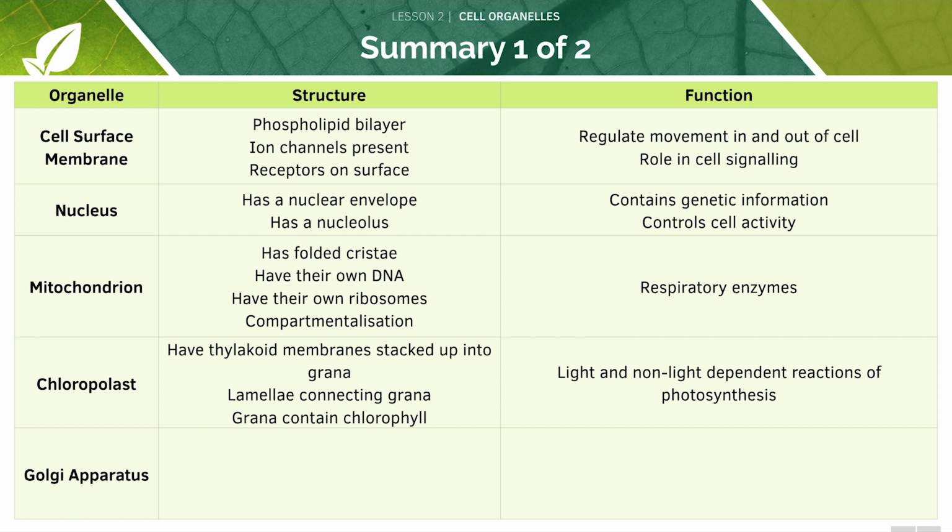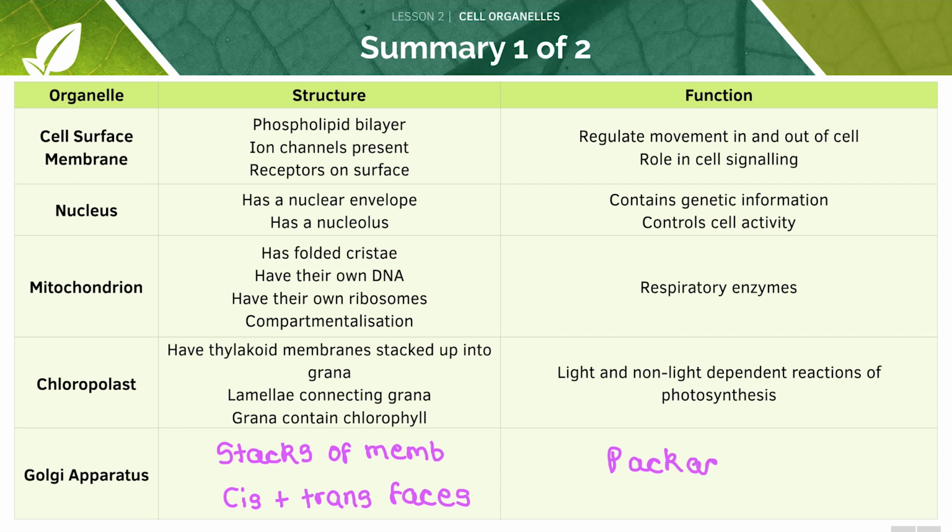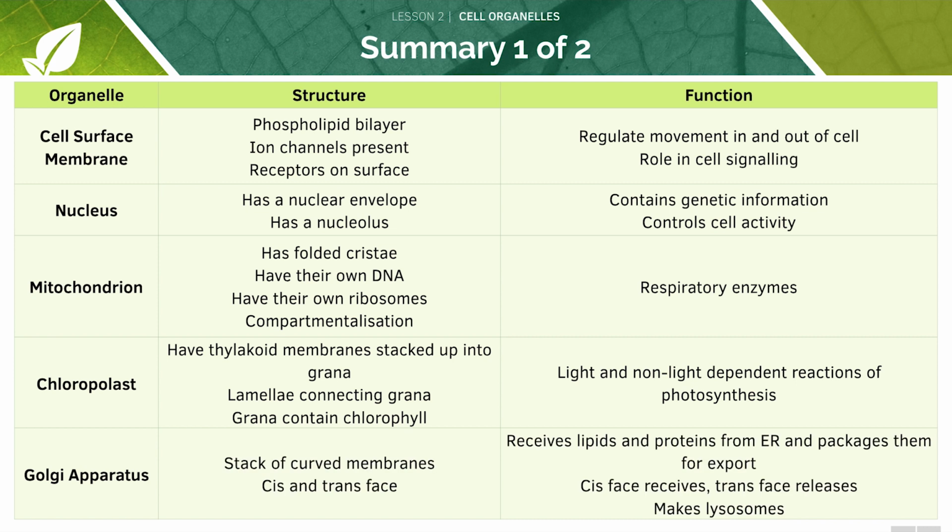Next, we'll look at the Golgi apparatus. This had stacks of membranes which had cis and trans faces. Its function was to receive lipids and proteins and package for export. It also made lysosomes.